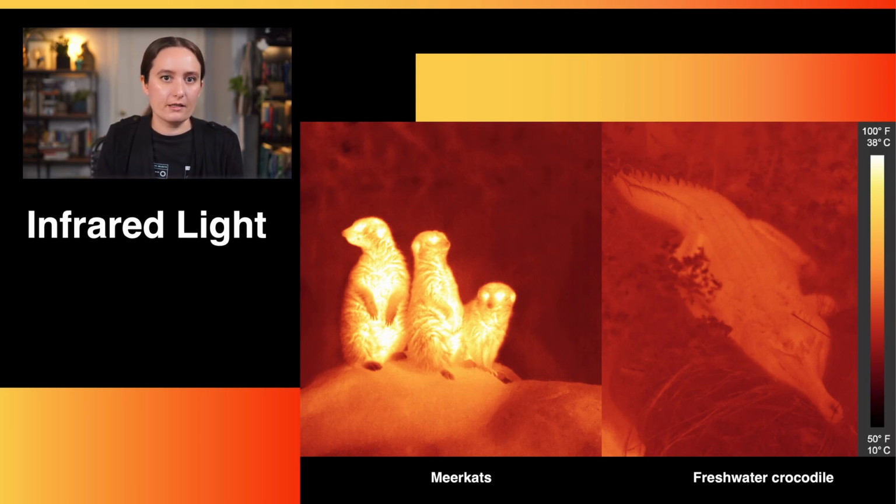That's because the meerkats are warm-blooded animals, and the freshwater crocodile is a cold-blooded animal. So it's about the same temperature as the ground below it, and the meerkats are much warmer, so they glow more brightly in infrared light.